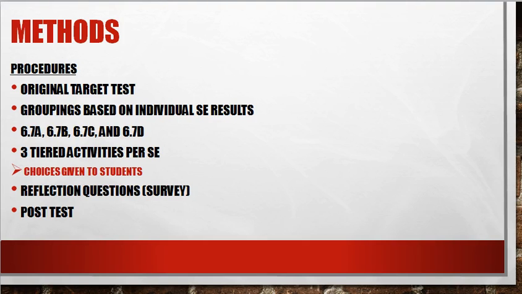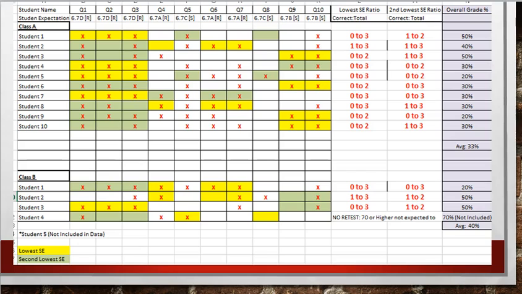Here are the current scores of what the students were able to do on their test. And as you can see, it is color coded. The yellow represents their lowest SE. Their green is their second lowest SE. Over here in the red, you have the ratio of correct to total on their lowest SE, and then their second lowest SE. And then provided over here in the light gray blue area is their overall percentage grade.